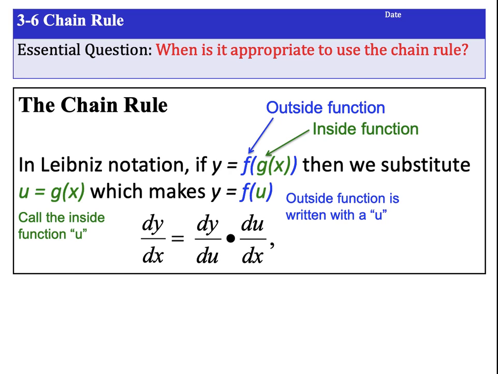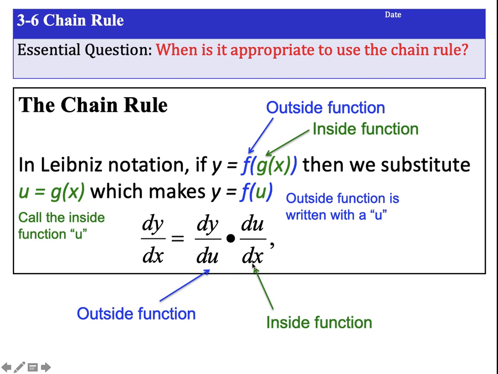Like we found out in the investigation, if we take the derivative of the outside, which is this, and we take the derivative of the inside, which is this, and we multiply them together, then we can get the appropriate derivative for the original composite function. And so our essential question today is, when is it appropriate to use this chain rule?